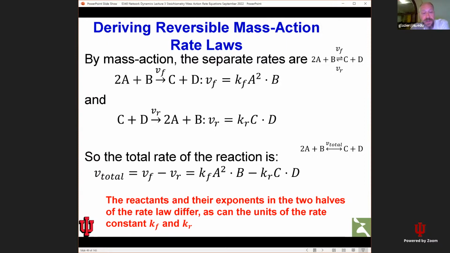It's easy enough to separate. It's kf times a squared times b minus kr c times d. Notice that you can have the same species on both sides with different exponents because the forward and backward reactions are independent of each other. And we have this problem with the rate constants having different units.